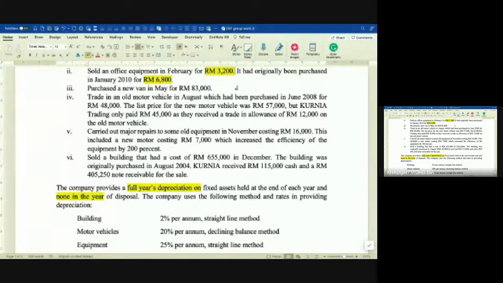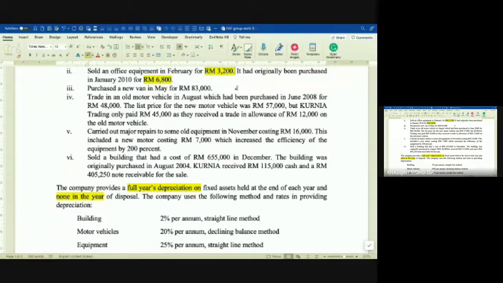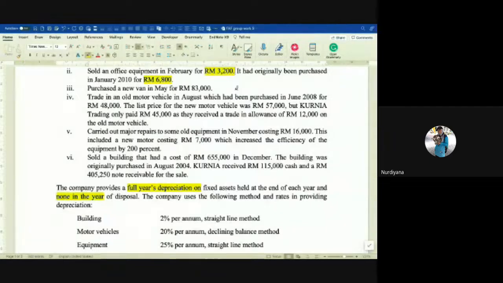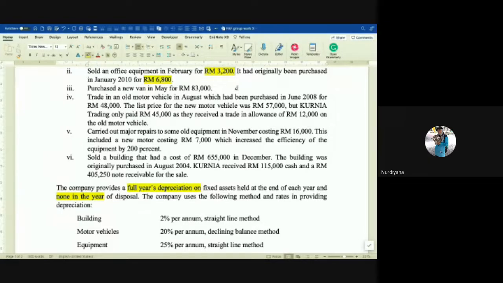So is it a gain or loss? Loss. Why loss? Because it decreases. What decreases? Because it decreases the depreciation. No, it's not like that.